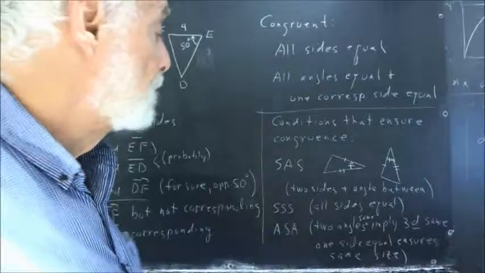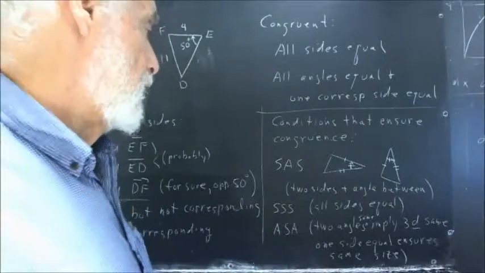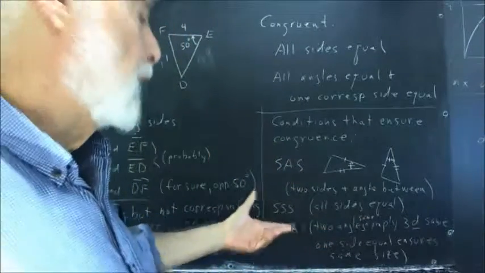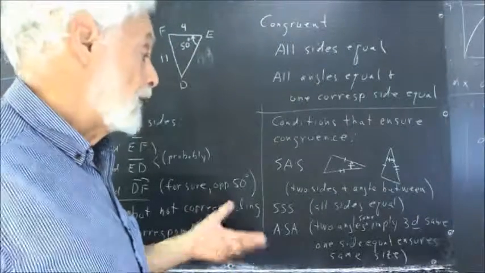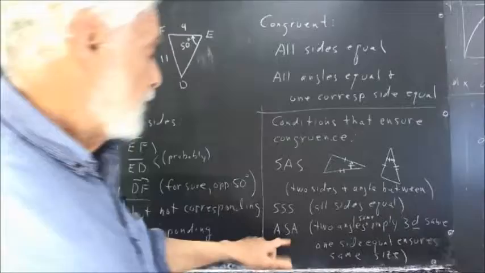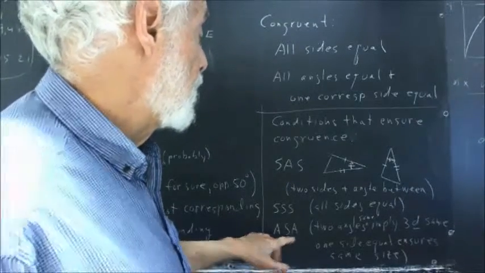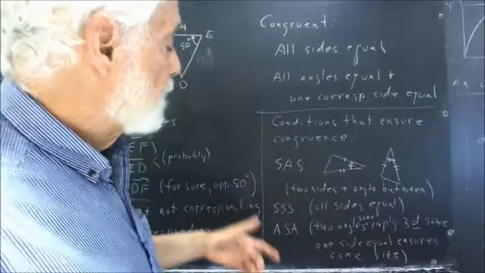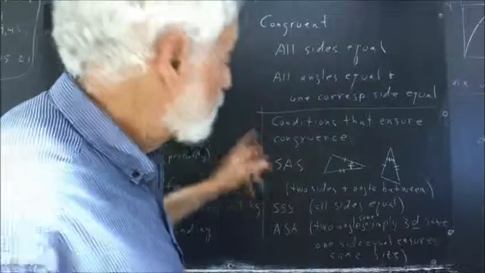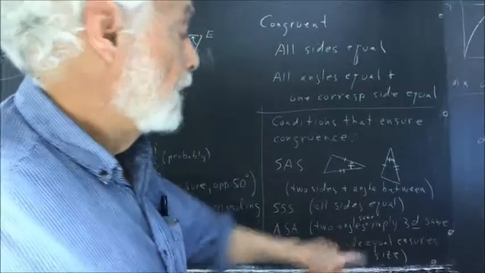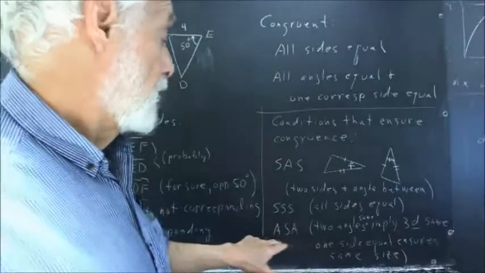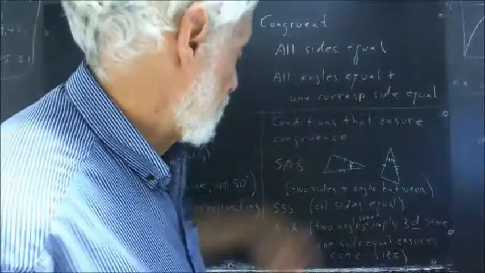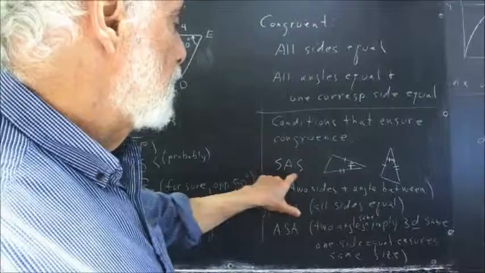That's side, side, side. Angle, side, angle. If two angles are the same, then since the angles add up to 180 degrees, the third angle has to also be the same between two triangles. And then if you know that one corresponding side, the side opposite one of those angles in the first triangle, is equal to the side opposite the corresponding angle in the other triangle, then you have the criterion that assures that you have all the angles equal and one corresponding side equal.